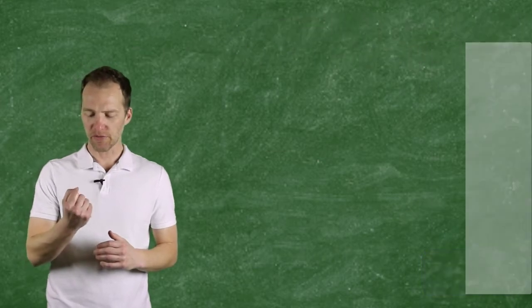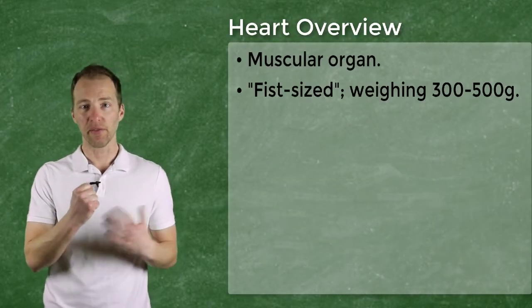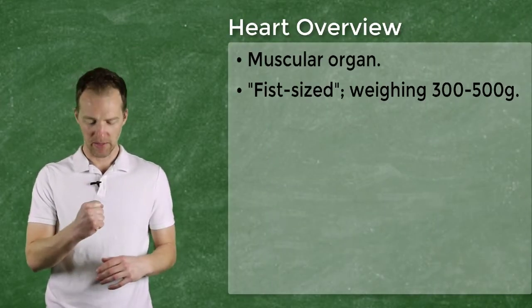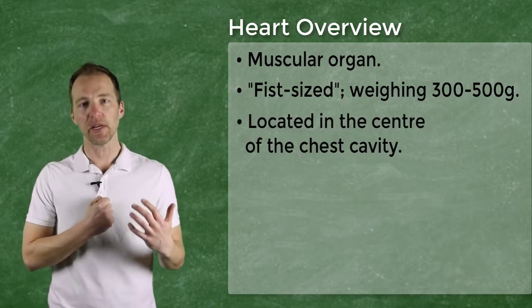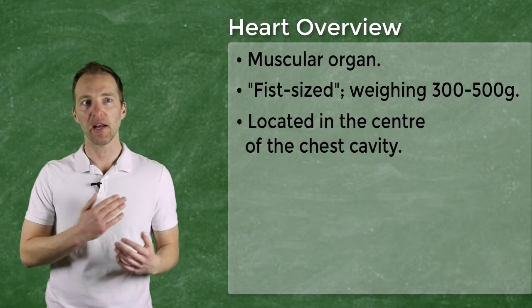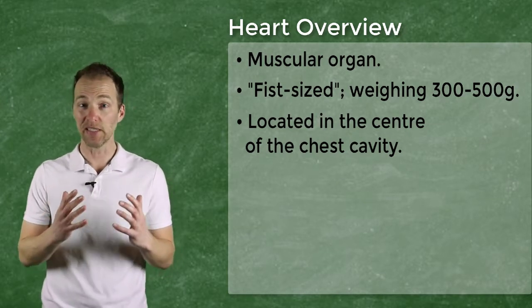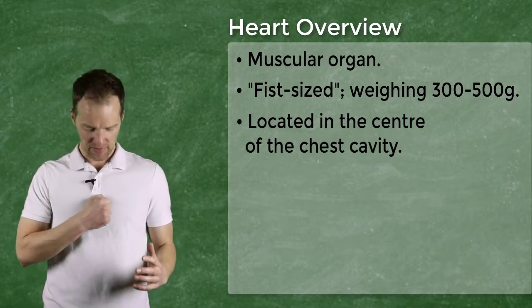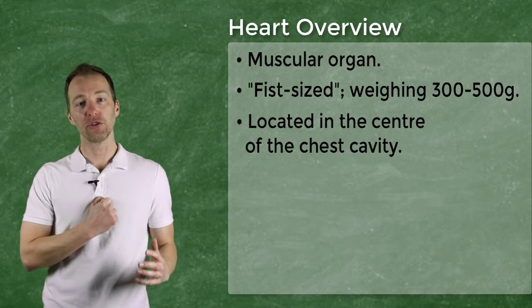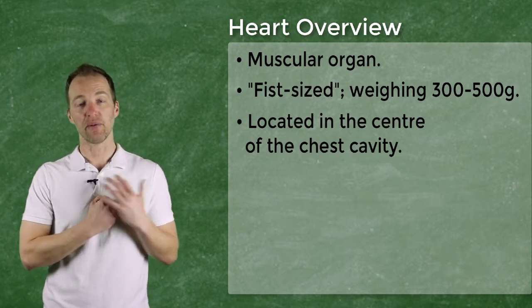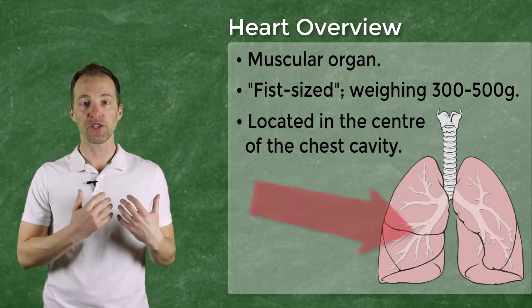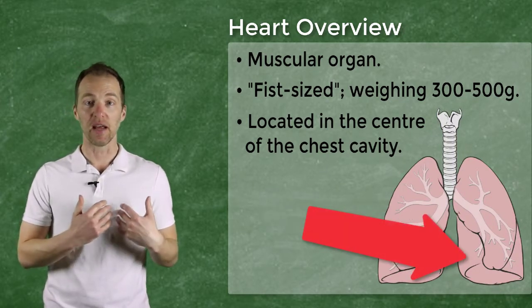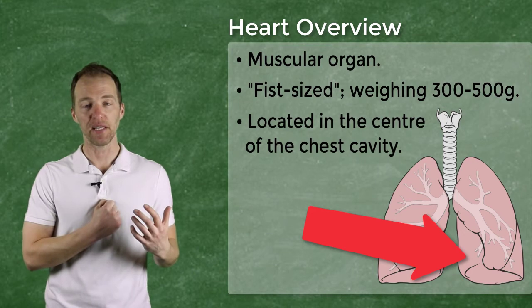It's about the size of your fist, doesn't weigh a whole heck of a lot, 300 to 500 grams depending on the individual, and it's located right in the center of the chest. And I know we tend to think about the heart being on the left side, and I suppose in a way it kind of is, or at least a little bit more to the left. It kind of tilts a little bit more to the left side of that thoracic cavity. And in fact, if you take a look at the lungs, you'll notice that there's a depression in the lung, or at least a cavity on the left side of the lung to accommodate this left-leaning heart.